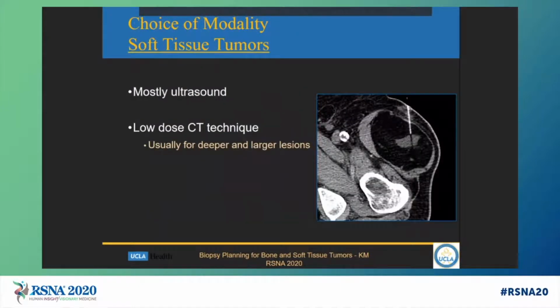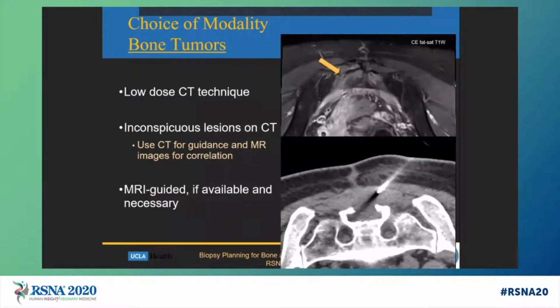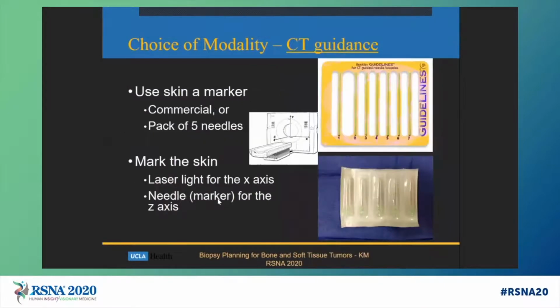For soft tissue tumors, ultrasound is mostly used. If the lesion is larger and deeper, a low-dose CT technique may be utilized. However, for bone tumors, you've got to use low-dose CT technique as much as possible. If you cannot see the lesion on CT, then you need to have the MRI next to the images, find the extent of the lesion, and use CT to get to the lesion. At times, if you have MR guidance available, then you can use that to perform your biopsies.